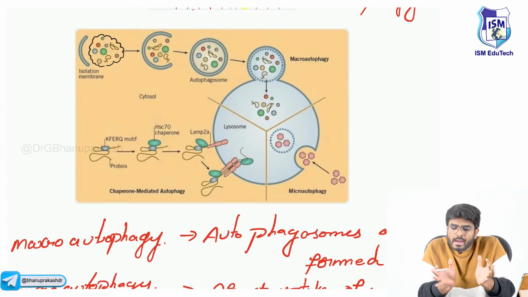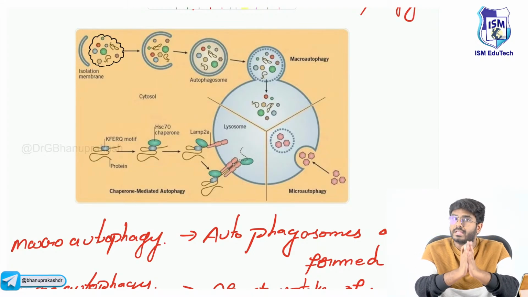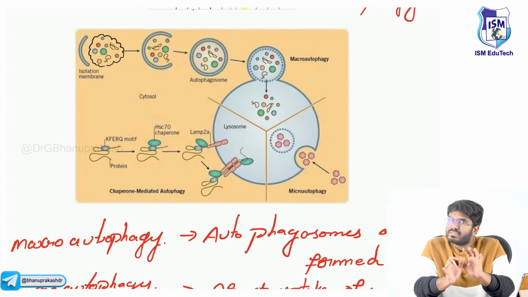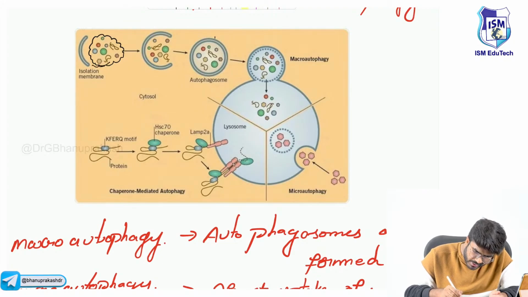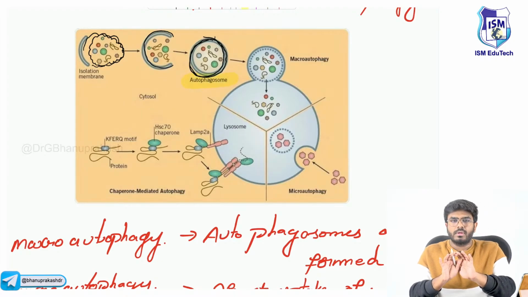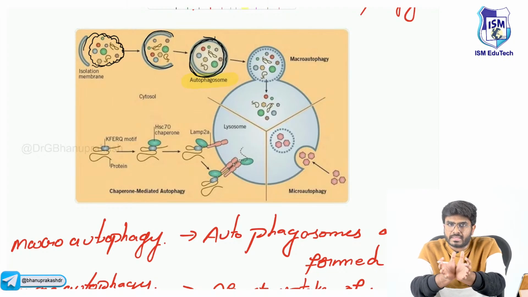So first you have to take them and pack them. Whatever you want to break down, you have to pack in a vesicle. See, now a membrane is going to form, a membrane is getting formed around this vesicle, and you form a complete vesicle. This complete vesicle is now called an autophagosome. Now this autophagosome is bringing all these materials which need to be broken down.